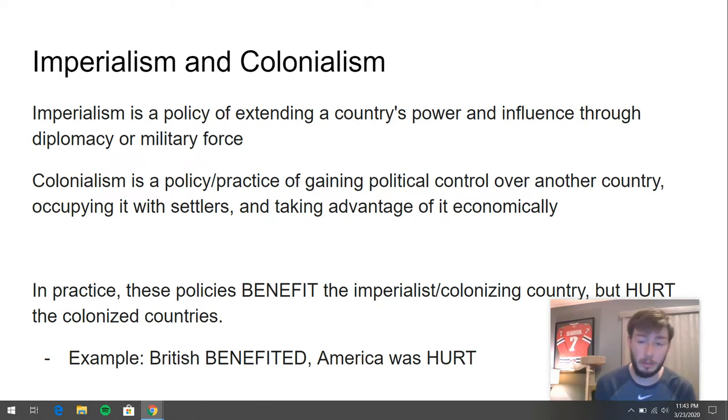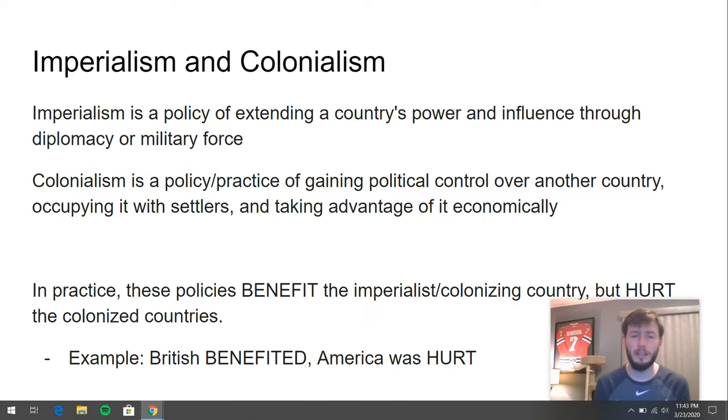Colonialism is a policy or practice of gaining political control over another country, occupying it with settlers, and taking advantage of it economically. Colonialism is when you send people from your country to that faraway land and have them set up shop. They stay there, they live there, they take over the industries, the businesses, and ultimately the government leadership positions as well.